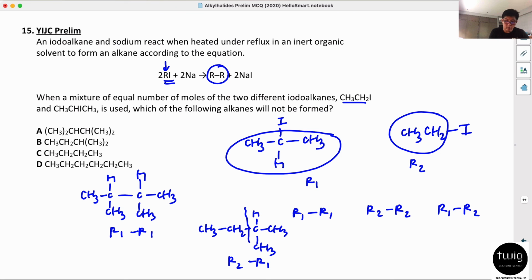Okay, let's look at C. C, hopefully you can see more clearly. This actually, here and here is actually R2, R2. So you have R1, R1, R2, R1, and R2, R2, and this is not possible at all. So which means the answer is D. Okay, let's look at the next one.